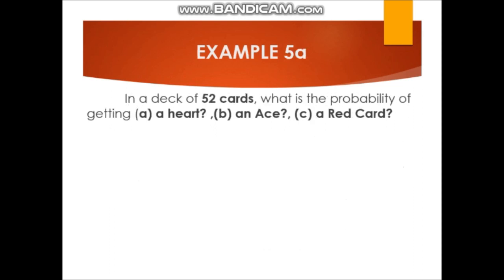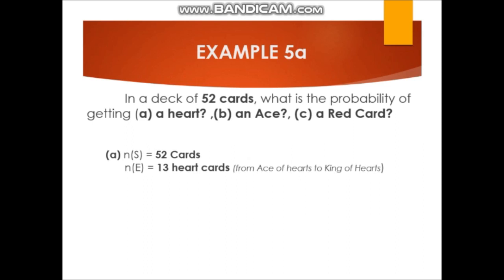Another example, we have a deck of 52 cards. What is the probability of getting letter A, a heart, letter B, an ace, and letter C, a red card? Okay, let us focus first on letter A. So based on the statement, we have a sample space which is equivalent to 52 cards. And sabi sa letter A is a heart. So ang kailangan natin ma-select daw is heart. So in a deck of cards, we have 13 heart cards. That is from ace of hearts to king of hearts.